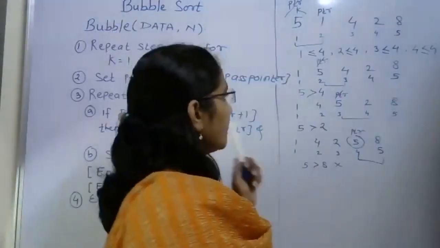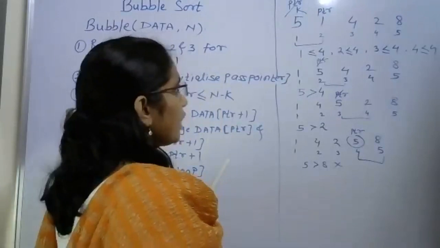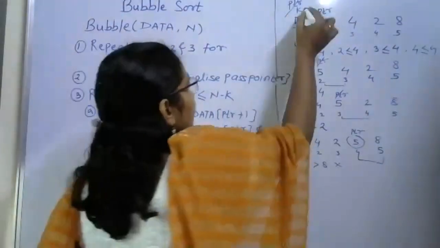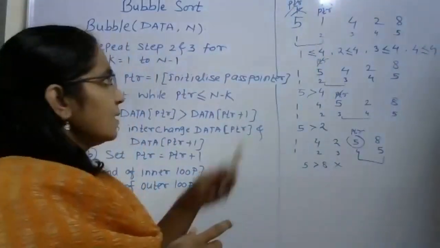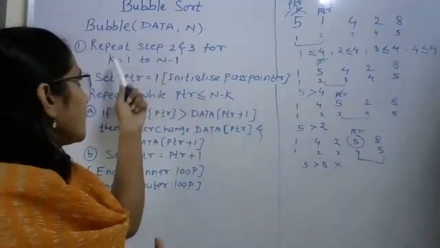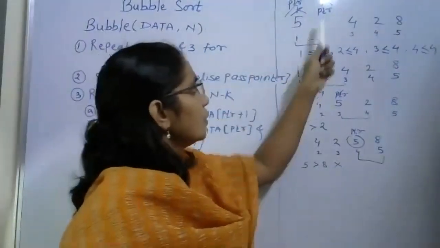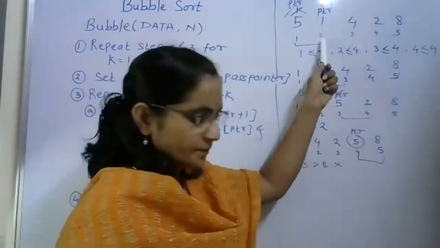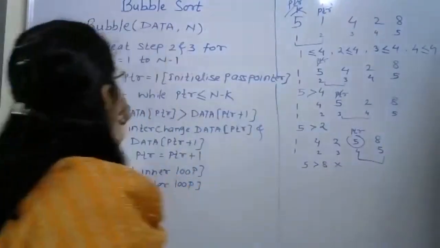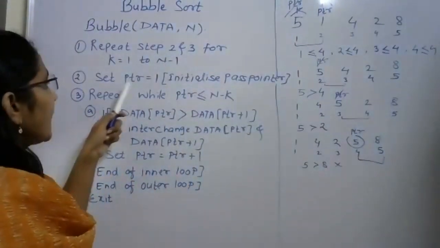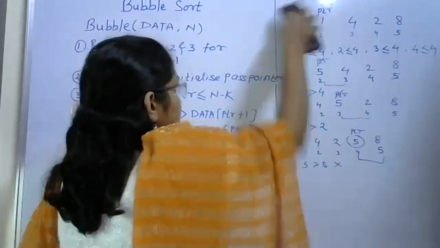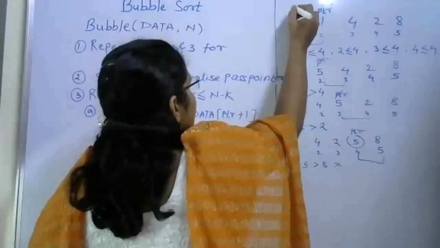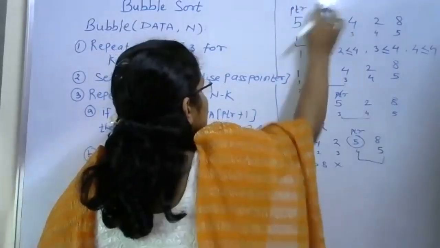So now the second pass. At the second pass, what happens? The k will be updated to the next position, because this is the second pass. So k equal to 2. Your k is at the second position. Now again evaluate PTR equal to 1, meaning your PTR is at the first position.